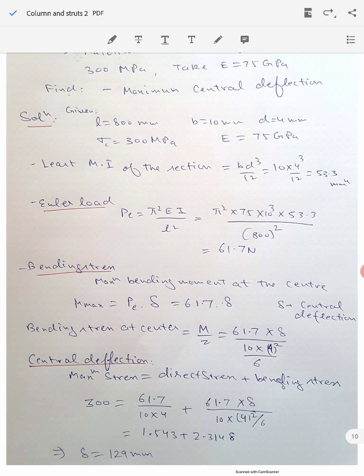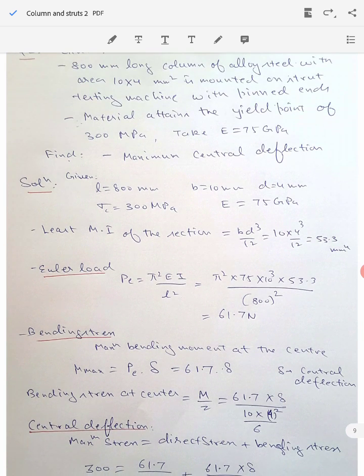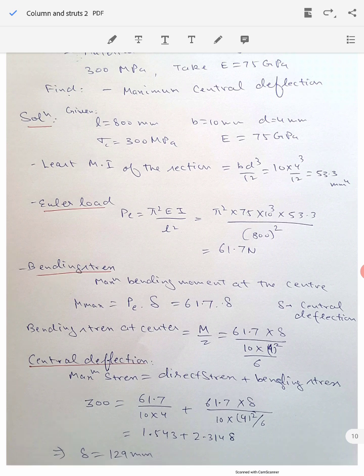Now the central deflection we need to calculate. So we'll use the maximum stress. We have been told that the maximum stress that is going to develop is 300 megapascal. So that is the maximum stress that we have been given here. The maximum stress is equal to the direct compressive stress produced because of the axial loading, plus the bending stress. Because when we are deflecting the column, there is not only the direct stress, there is the bending stress also acting. We have just said that.